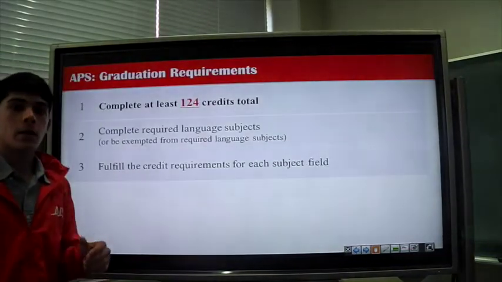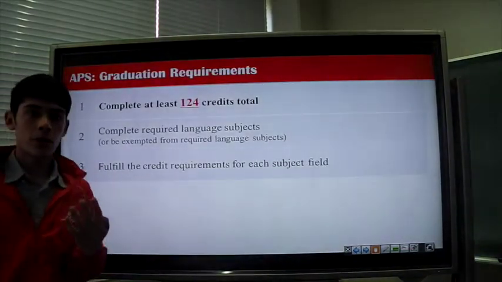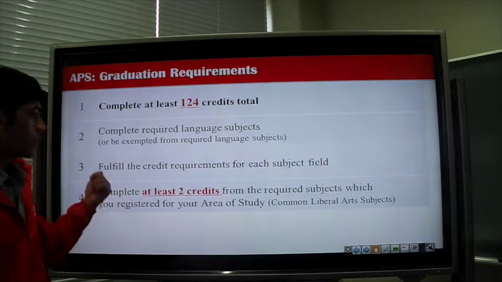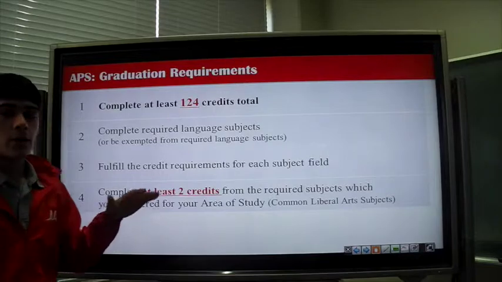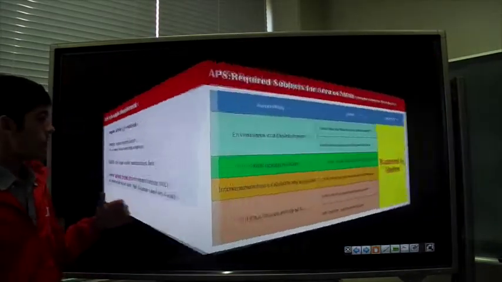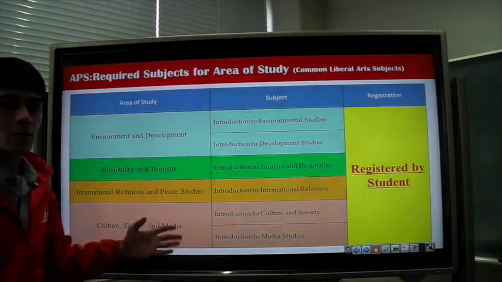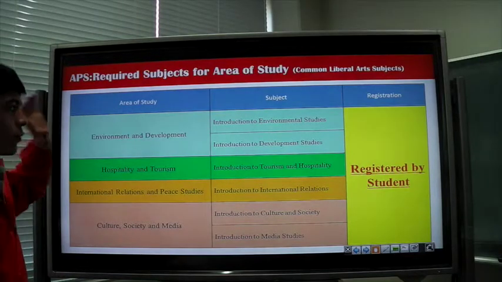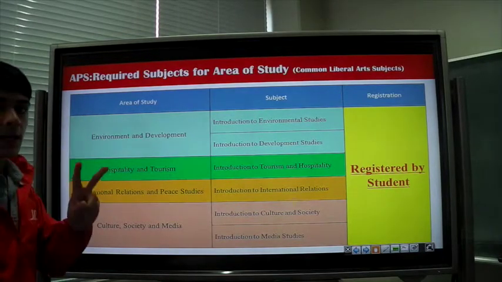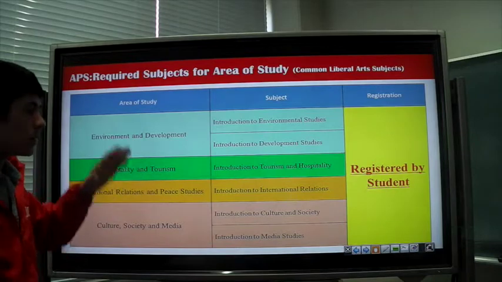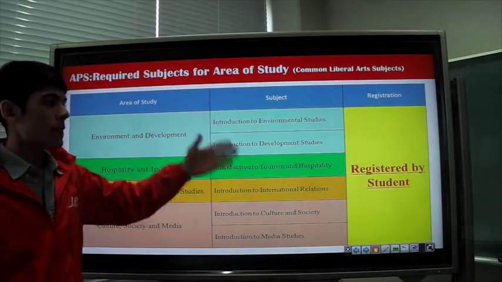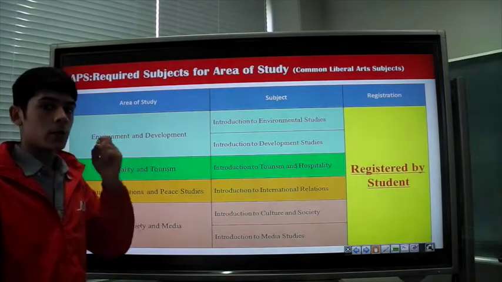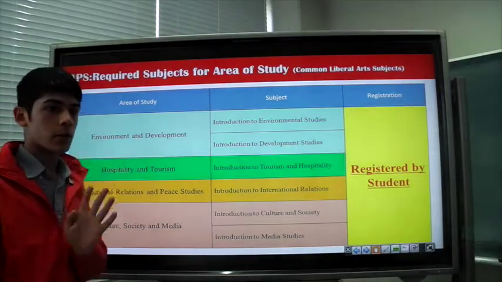So we will come back to our fourth requirement, which is to complete at least 2 credits from the required subject after you decide your area of study. As I showed you in this graph before, you will choose your area of study between your 2nd and 6th semester. Between this period, choose your area of study, and once you choose, you should take one subject under your area of study. So this is our fourth requirement.